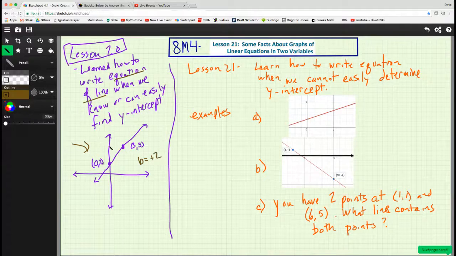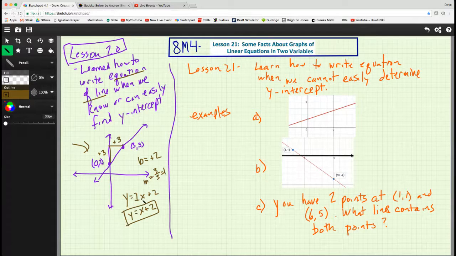And then we would just go about finding our rise over our run, a rise of 3 and a run of 3. We would have an m of 3 over 3, which is equal to 1. And so our equation would simply be y equals 1, which is our m, times x plus 2, or y equals x plus 2. And that's how we did those problems.